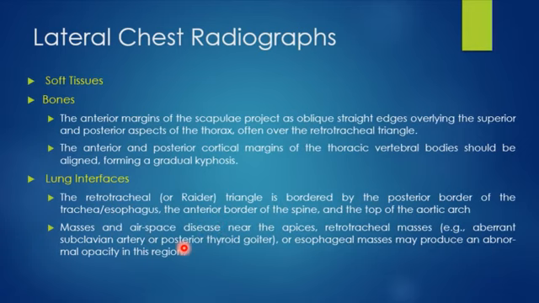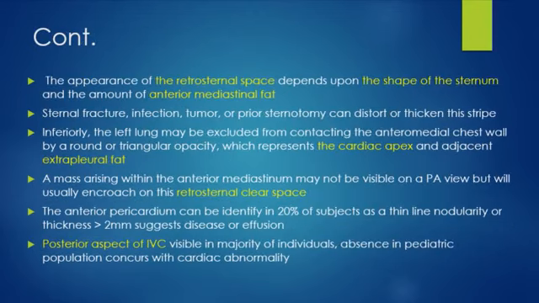Masses and airspace disease near the apices, retrotracheal masses, for example, aberrant subclavian artery or posterior thyroid goiter, or esophageal masses may produce an abnormal opacity in this region. So we have the retrosternal, retrotracheal triangle, and retrocardiac, 3 spaces to look for in lateral chest radiograph. The appearance of the retrosternal space depends upon the shape of the sternum and the amount of the anterior mediastinal fat, which is called the strip. Sternal fracture, infection, tumor, or prior sternotomy can distort or thicken this strip.